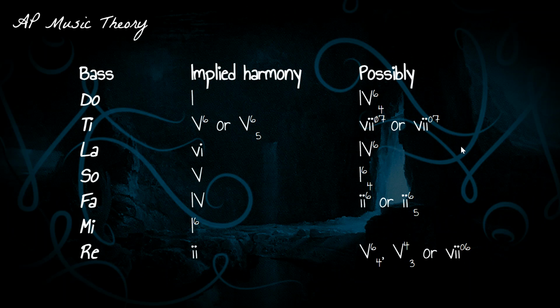If the bass line is Mi, then the implied harmony is a first inversion tonic, if we have no other option for that one. And if the bass is Re, then the implied harmony is a supertonic, possibly a second inversion dominant chord, but possibly an added 7th, or a leading tone triad in first inversion.